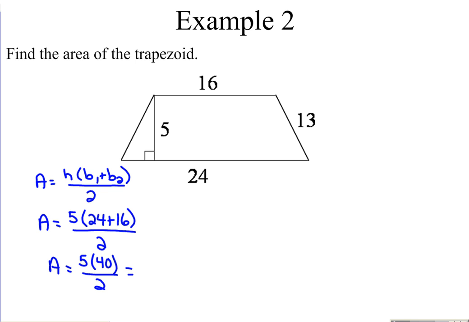Plug that into your calculator. 5 times 40 divided by 2, and we get 100 square units. Remember, anytime we're talking about an area, area is always given in square units.